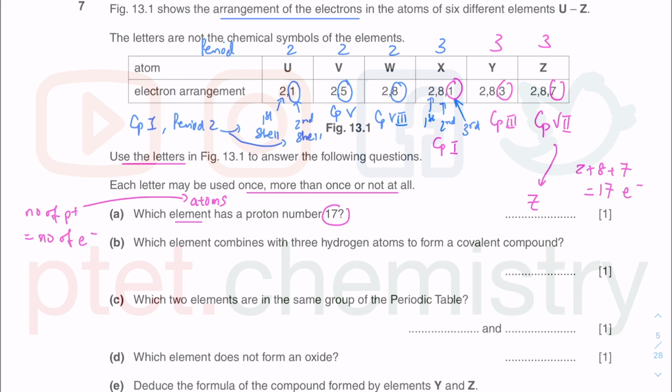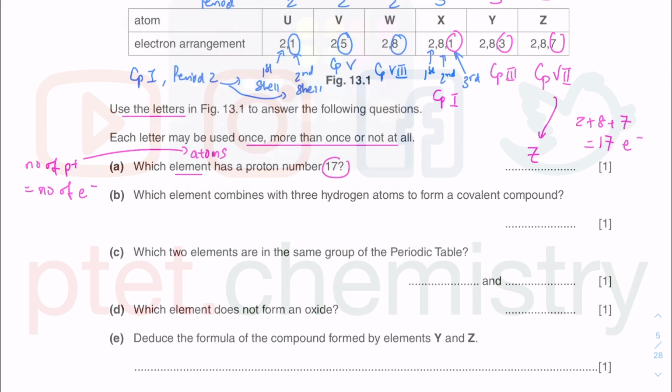Number of protons equal to number of electrons. Proton number 17, 17 electrons because it's an atom. In the next one, which element combines with 3 hydrogen atoms?